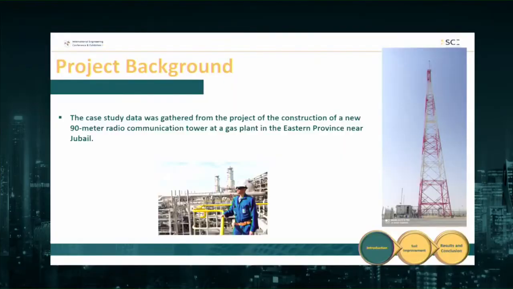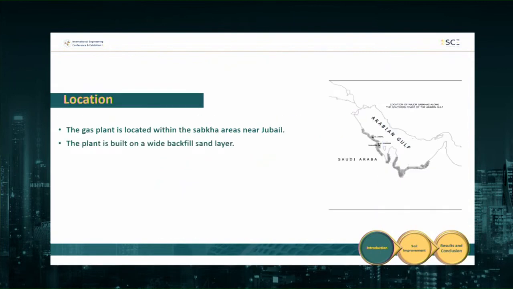As you can see here, the communication tower is a simple structure. However, it is critical for our operation, for the day-to-day activities that our operators conduct on a daily basis. They use it also during the emergency response plan. So we need to build such a structure with high reliability. The project is located in Eastern Province. It is inside a plant. This plant was built originally on sabkha soil. It has been built on backfill of sand.